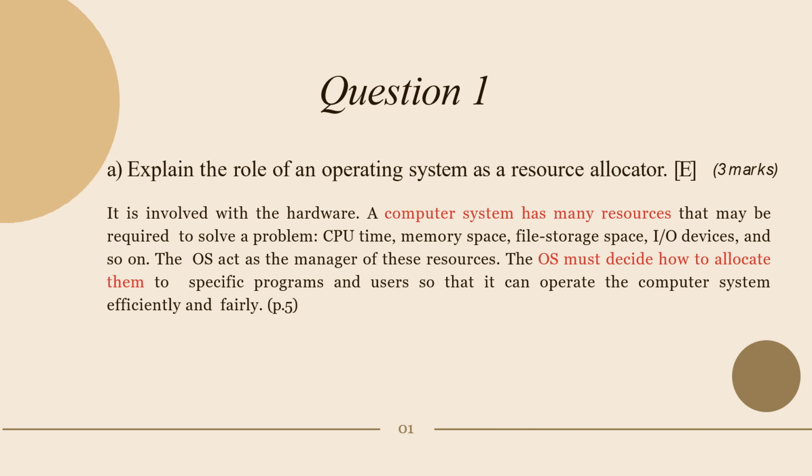It is involved with the hardware. A computer system has many resources that may be required to solve a problem: CPU time, memory space, file storage space, input-output devices, and so on. The operating system acts as the manager of these resources. The operating system must decide how to allocate them to specific programs and users so that it can operate the computer system efficiently and fairly.